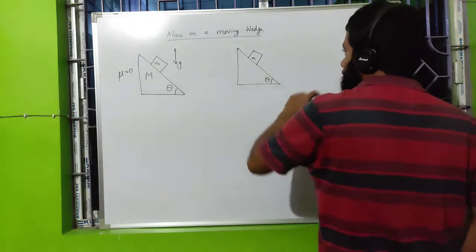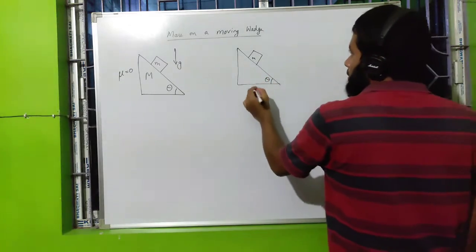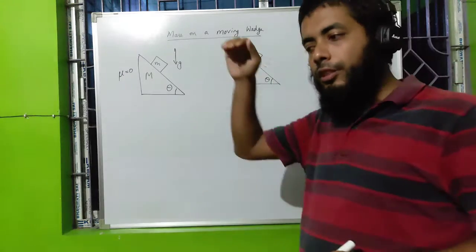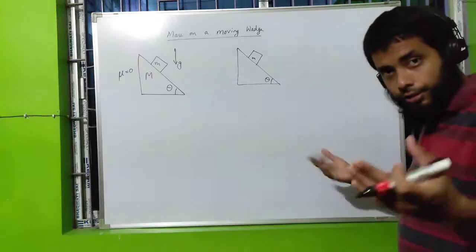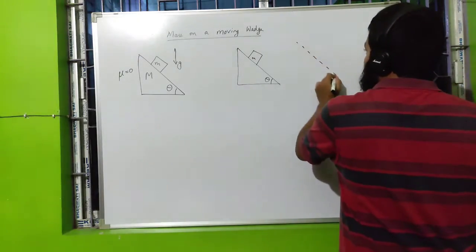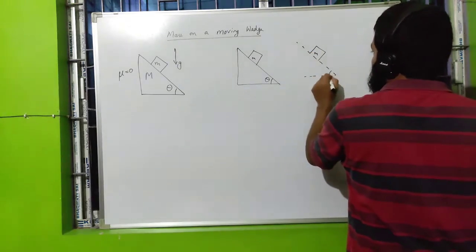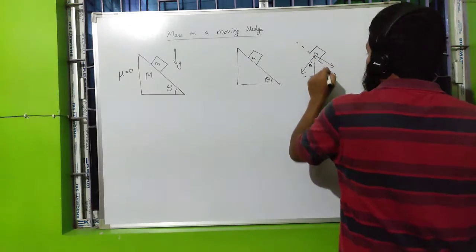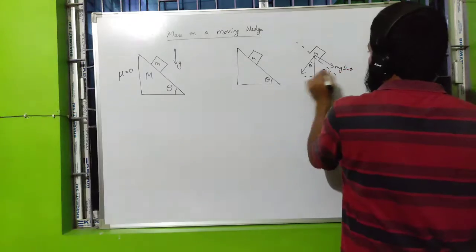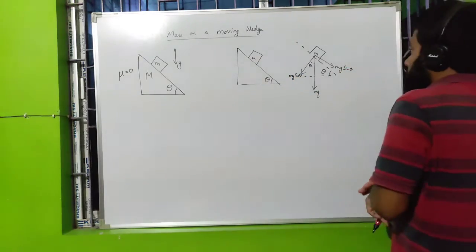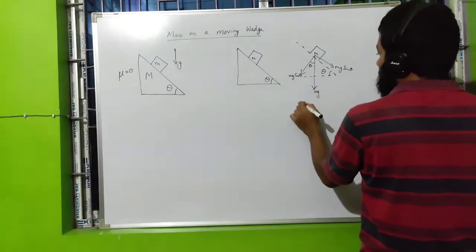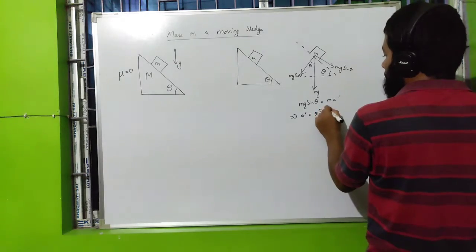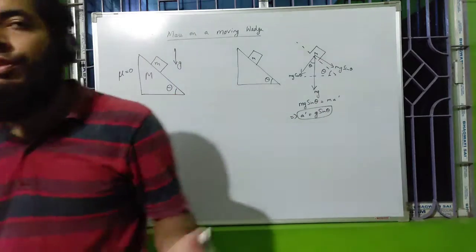So how to do this? Look here. You assume that this block of mass m is moving downwards with an acceleration, say a prime. Let me isolate this body, this is mass m, and this is angle theta. This is the weight mg, which is downwards. If we resolve this, this will be theta, and this will be mg sine theta, and this will be mg cos theta. Since there is no upward motion, I can write mg sine theta is equal to m a prime. So a prime is equal to g sine theta. So with this acceleration, this block of mass m is moving downwards.